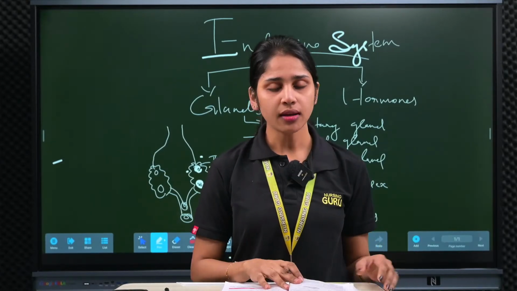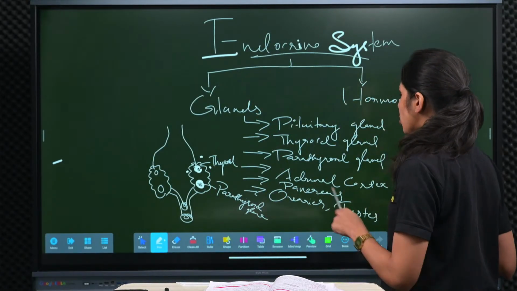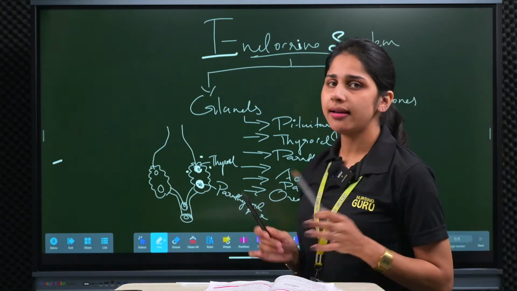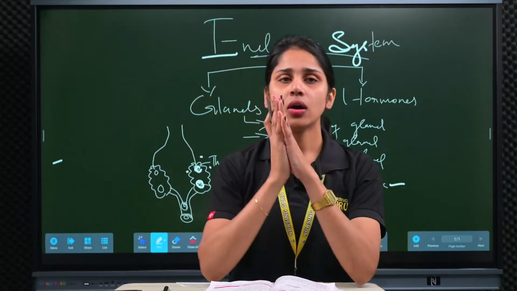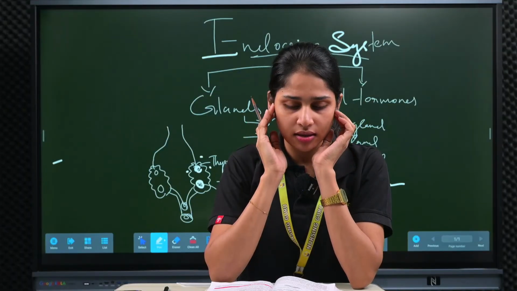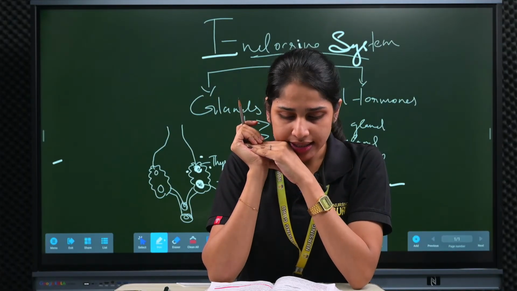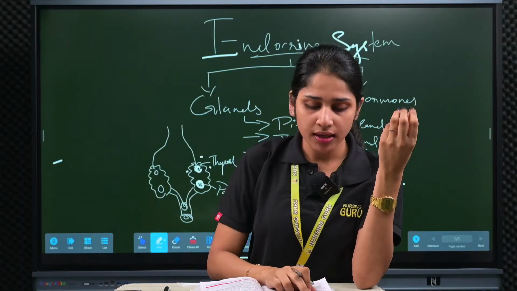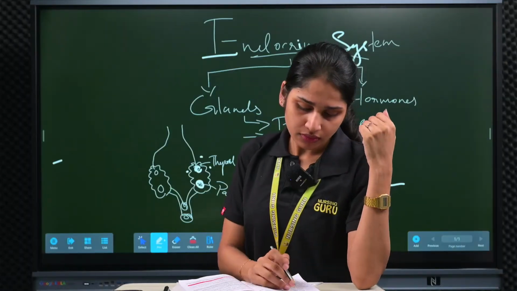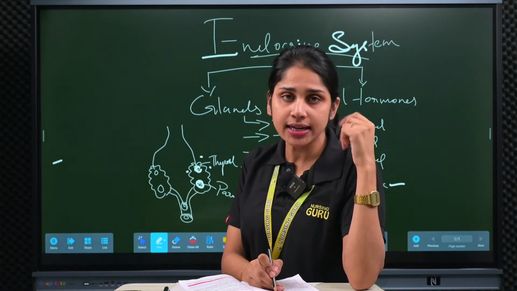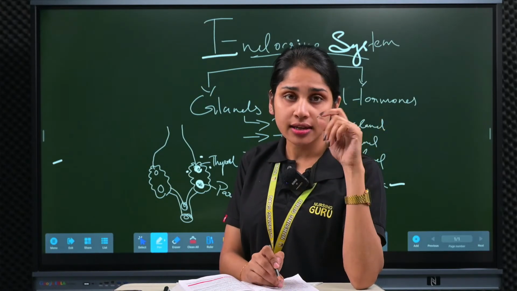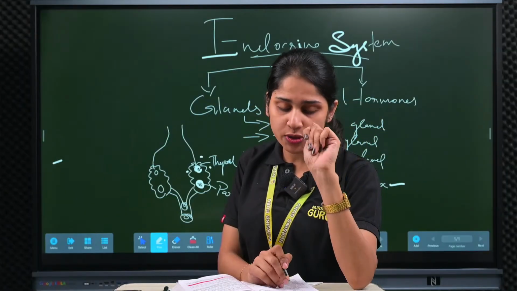Next, we are dealing with the next gland, that is the adrenal cortex. So what is the adrenal cortex and what does it look like? The adrenal gland has a triangular shape. These glands mainly regulate the stress response by producing corticosteroids and catecholamines. These are the hormones produced here.